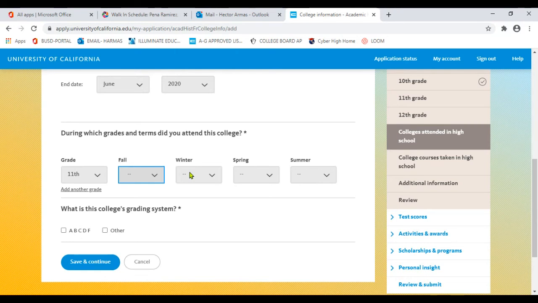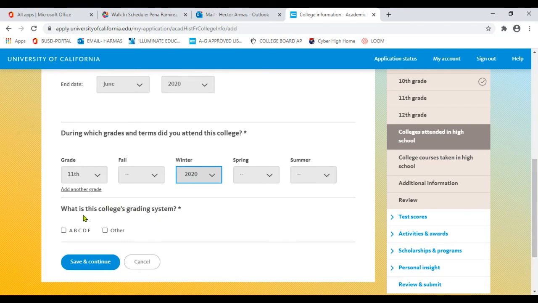Mr. Orozco, are we saying that the class is completed in this winter or spring? It's going to be in the winter. That's what Mount SAC said. So if you took a class second semester, Mount SAC wants you to record it down as winter. So it was winter 2020. And then I didn't go to school in the spring or the summer.